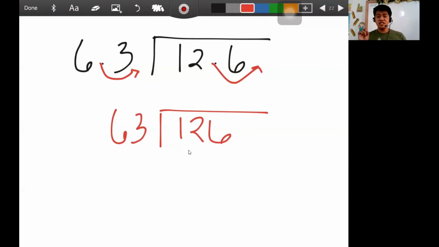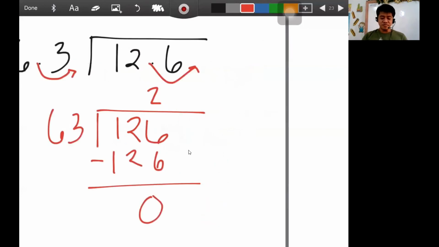1 divided by 63, bawal. 12 divided by 63, bawal. 126 divided by 63, pwede. Ilang 63 ang mayroon sa 126? Dalawa. Very good. 2 times 63 is equal to 126. And 126 minus 126 is equal to 0. Let's proceed to another example.